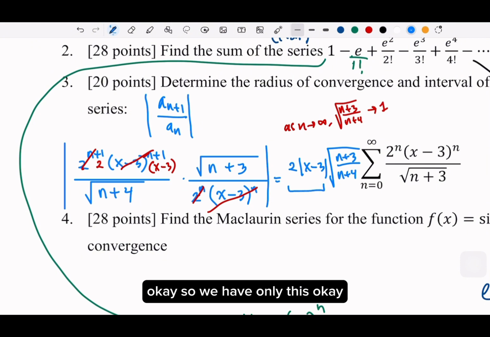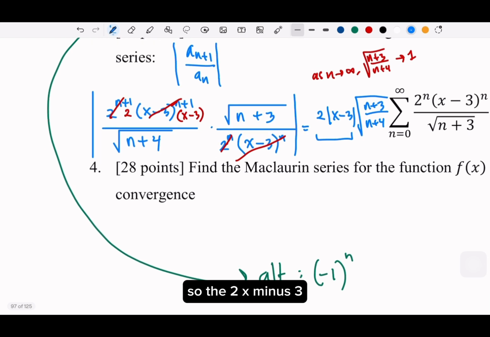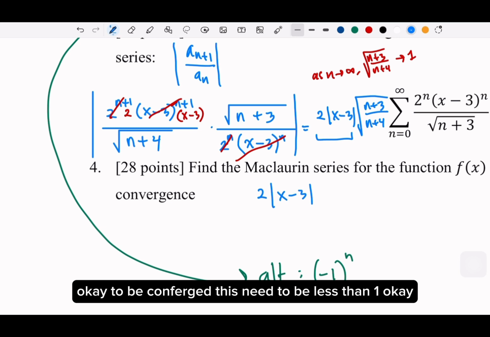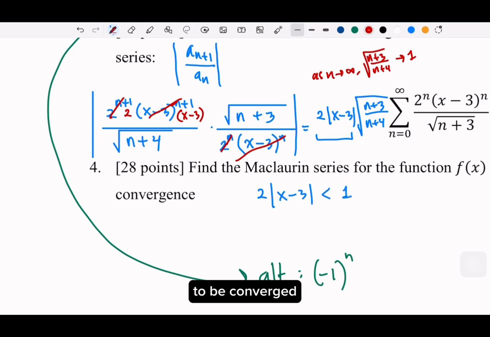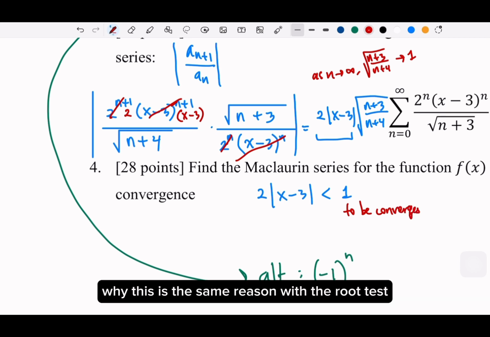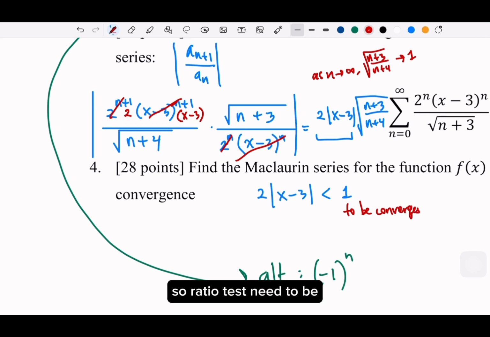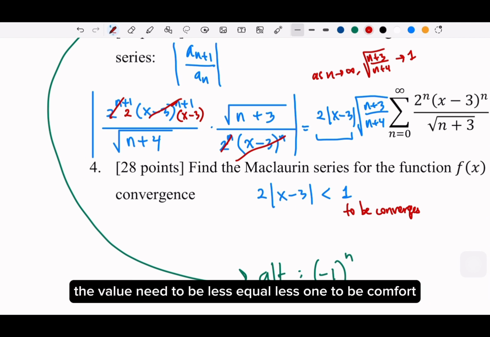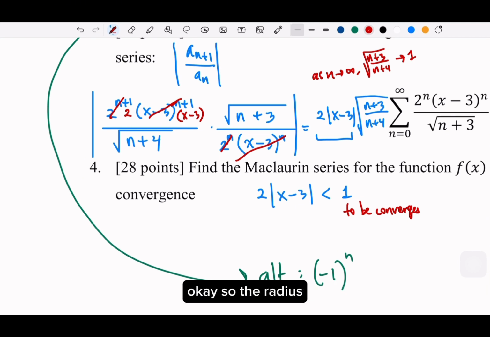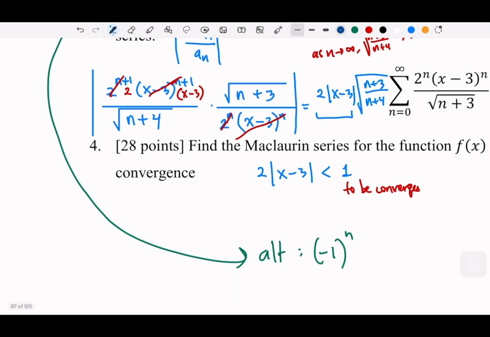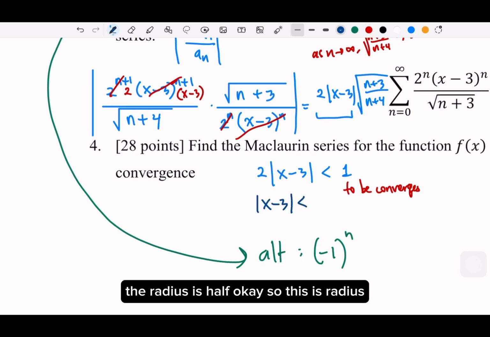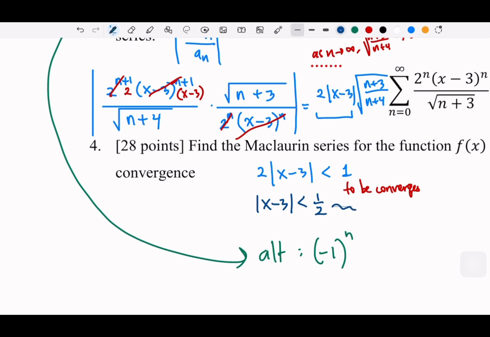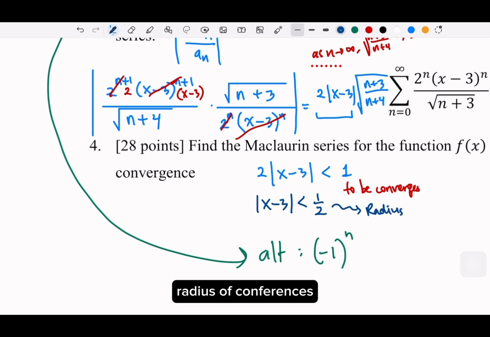So we have only this. For the 2 times absolute value of x minus 3 to converge, it needs to be less than 1. Why? This is the same reason as the root test. For the ratio test, the value needs to be less than 1 to converge. So the radius of convergence is one half.